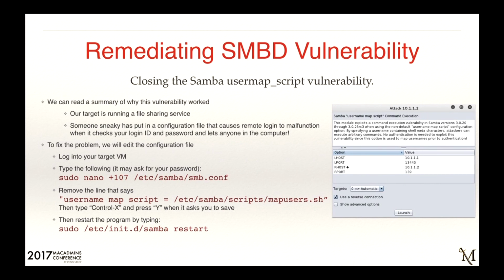So remediating the SMBD, which is the Samba daemon, that was the user script, okay? The easiest thing to do for this one is to go into the configuration of Samba and make a change so that you block using the user script, okay? Remove the line that says user map script. Just turn it off in the configuration. So change the configuration of the application. That's one way to keep things secure.